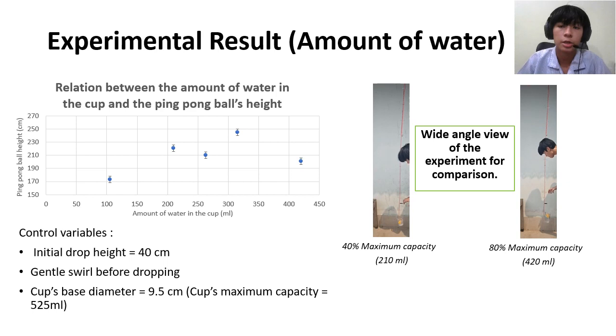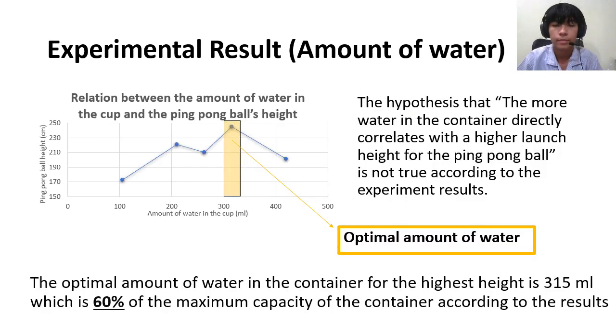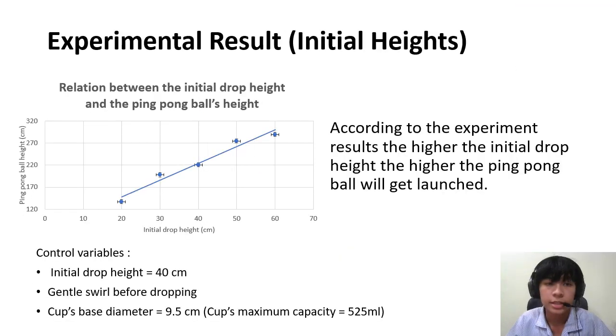Here's the experimental result for different amounts of water in the container, and right here we have the wide angle view of the experiment for comparison. As you can see, the optimal amount of water for the maximum height is around 60% of the maximum capacity of the container. Here's the experimental result for the initial drop height.